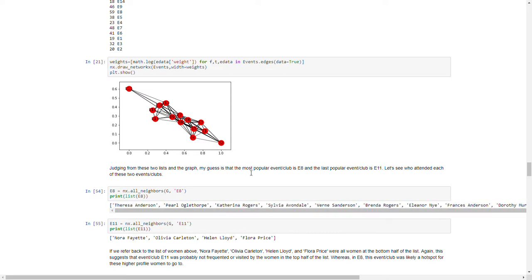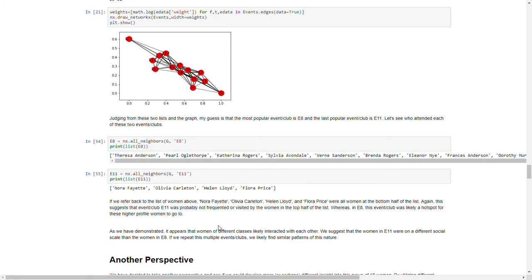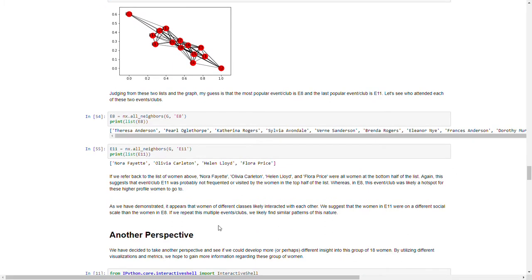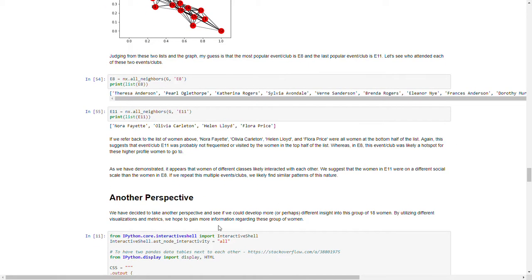It'd be interesting to find out what that event actually was, whereas E11 is a lot smaller group. So it'd be kind of interesting to see why we have such a small group and then such a large event, and maybe there's more information available through analyzing those actual events and the type of events.